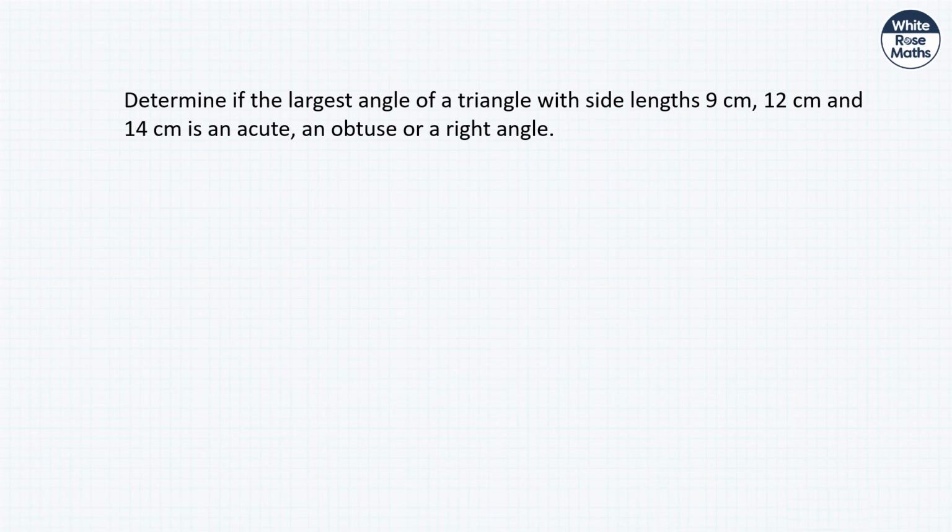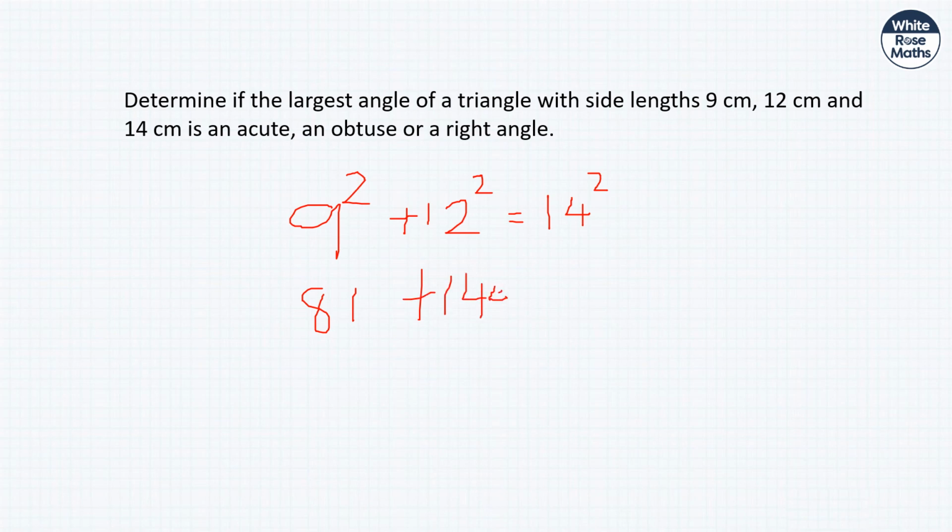Determine if the largest angle of the triangle with side lengths 9, 12, and 14 is an acute, obtuse, or right angle. Using Pythagoras here, does 9 squared plus 12 squared equal 14 squared? Well, 9 squared equals 81, 12 squared equals 144, 14 squared equals 196. So let's have a look here, guys. 1 plus 4 is 5. 8 plus 4 is going to be 12. So 2 carry the 1. 1 plus 1 is going to be 2.